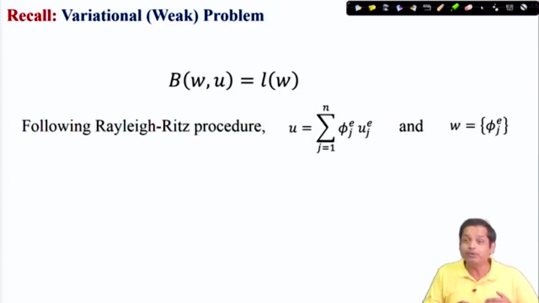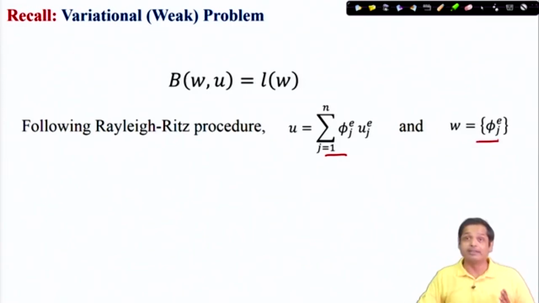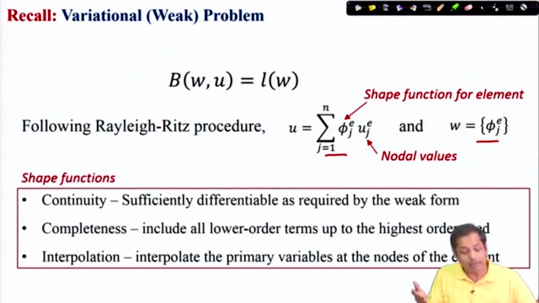Now, we need to have an approximation of the test and trial function, right? Now, if we follow Rayleigh-Ritz procedure, then the trial function is approximated as this, and the test function is approximated like this, where phi are the shape functions. Now these phi are called the shape functions for an element, and then uj are the nodal values. These nodal values depend on what your degrees of freedom are for a given element. Now when we construct these shape functions, there are certain criteria to be satisfied. And what are those criteria?